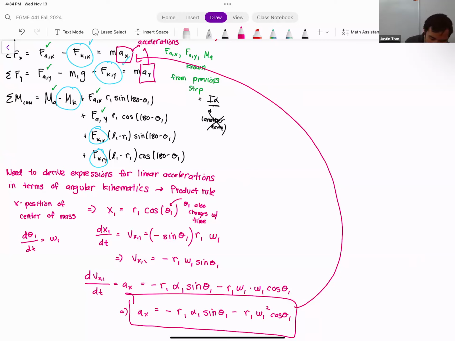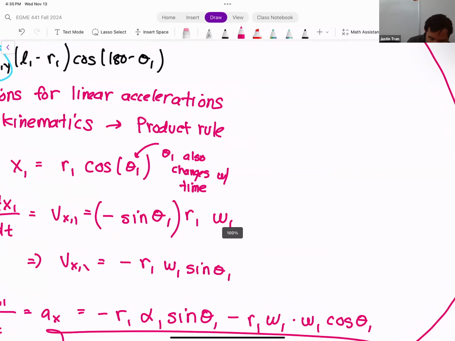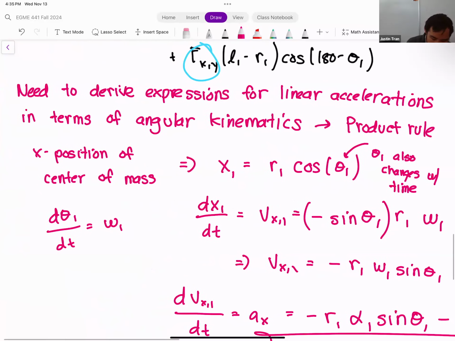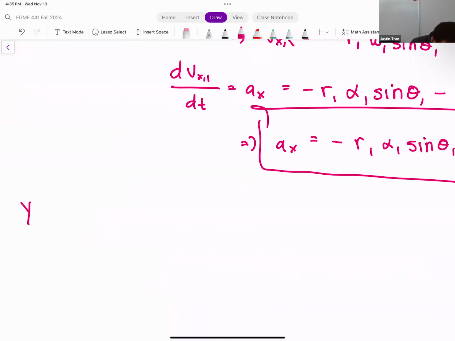Okay, so let me go ahead and do the same thing for the y direction, but I'm going to do it fairly quickly because it's just kind of the same thing. So for the y direction, we need an expression for the y position of the center of mass. So that's going to be R1 sine of theta 1.